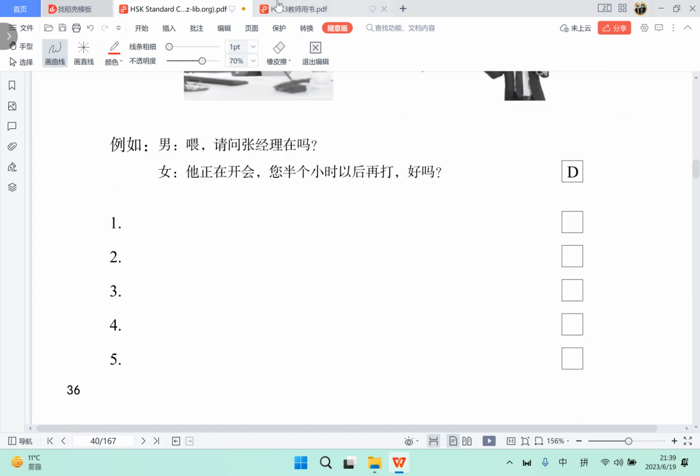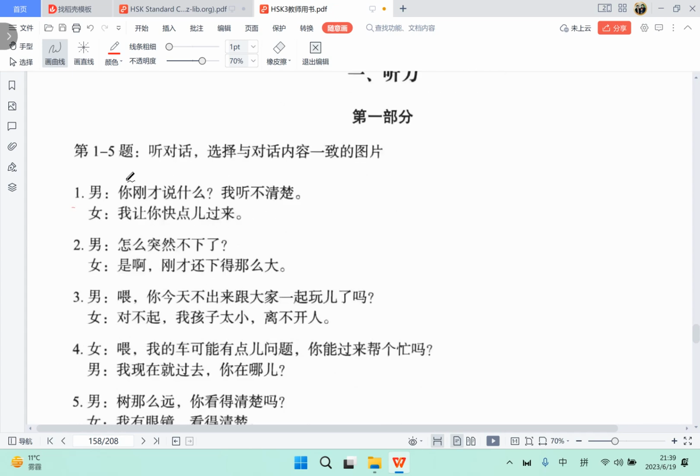Okay, let's check the script. So 第一题，你刚才说什么？我听不清楚。So 刚才, this is a new word we learned in this lesson. This is a time noun, indicating just now, and normally it goes before or after the subject, just like 明天、今天、昨天, today, tomorrow, yesterday, this kind of word. This is a word about time. And 说什么, what you just said? 我听不清楚, so I can't hear. I hear, but not clearly. So this is a complement. 听不清楚.